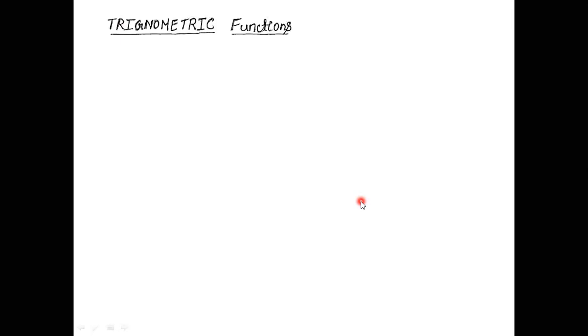Next, you know the term trigonometric functions. In the 10th standard, you have already studied. In Kannada, trigonometric function is nothing but ತ್ರಿಕೋನಮಿತಿಯ ಕಾರ್ಯಗಳು.